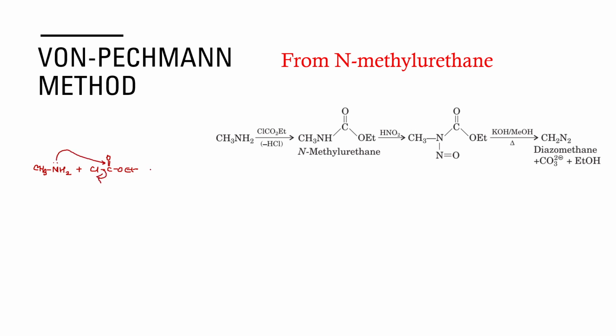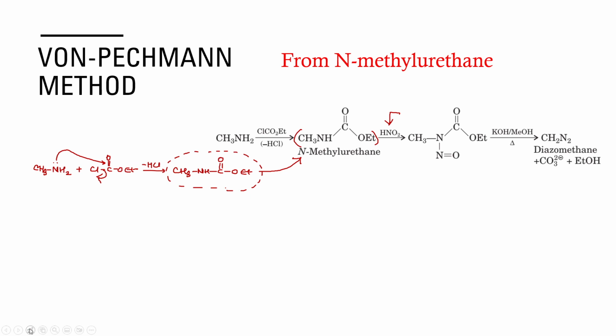Cl is a better leaving group, so this will attack over here. Cl will go out. Finally, it will remove a proton, and we would get CH3NH C double bond OOET. This is exactly this compound N-methylurethane. देखिए N-methylurethane आपने यहाँ पे create कर दिया. Okay. Now please look over here that you are again using HNO2, and HNO2 is again going to do the same thing that it was doing earlier.